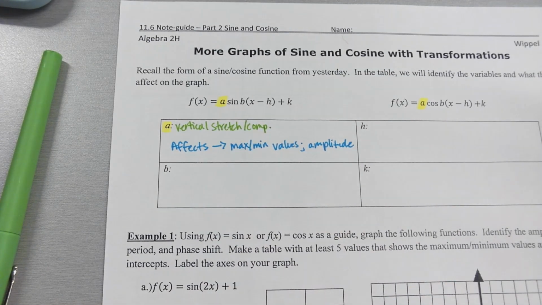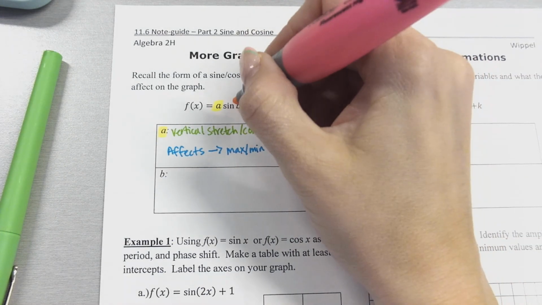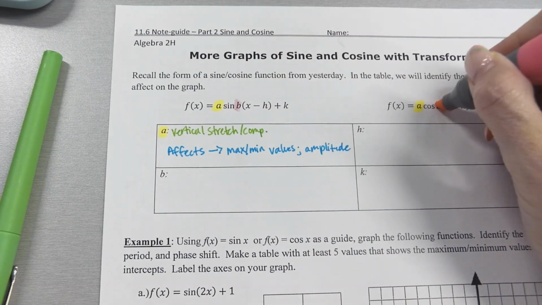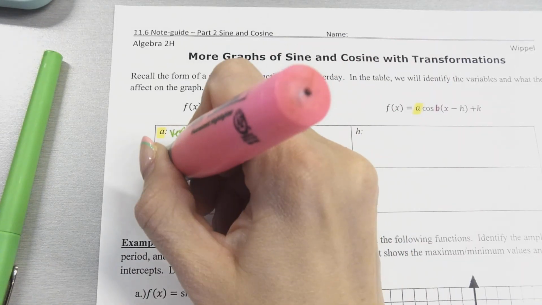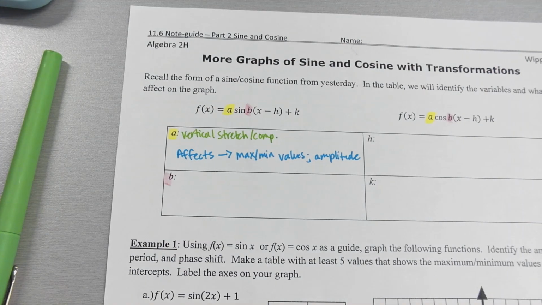Okay, now earlier we were working with values of B that were 1. Now we're going to see that sometimes that's going to change. Notice the position of B here. It is outside of the parentheses. Okay, and B is going to be a horizontal stretch or compression.